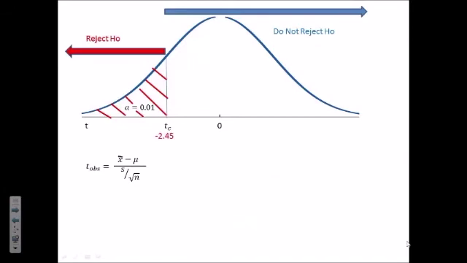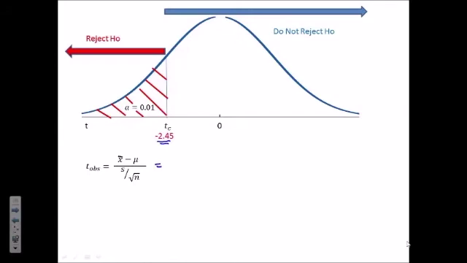Now that we have T-critical, we can put that into the picture, and we have to find T observed. We're going to change X bar to a T-score. With a Z-test, we standardize X bar. With a T-test, we studentize X bar. So we're going to change this to a T-score, X bar. So how do we do it?